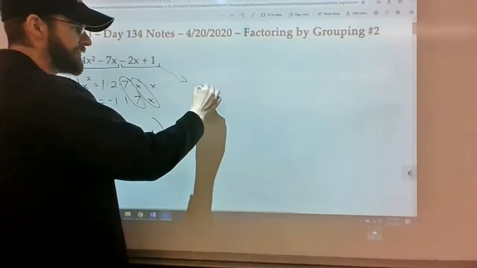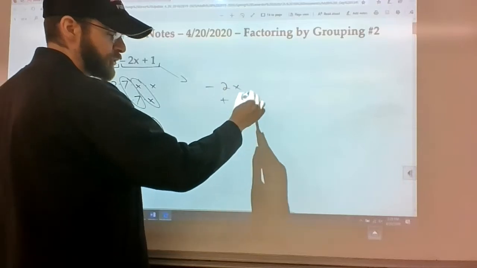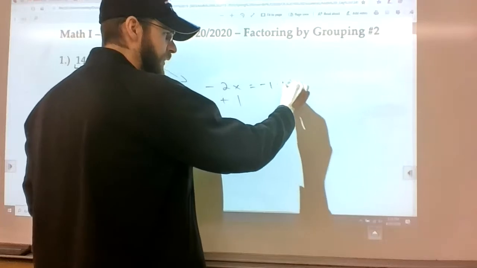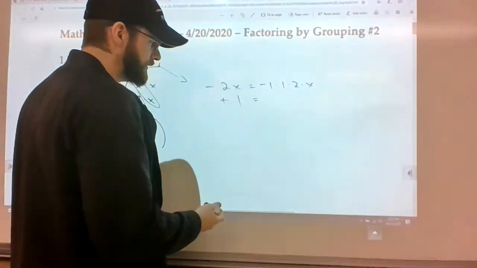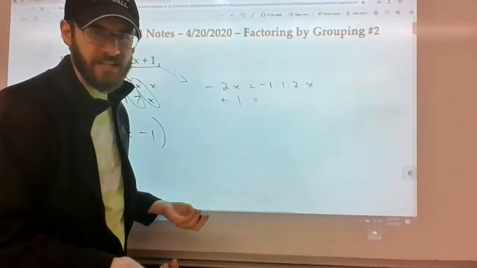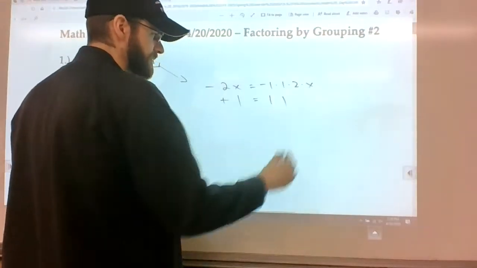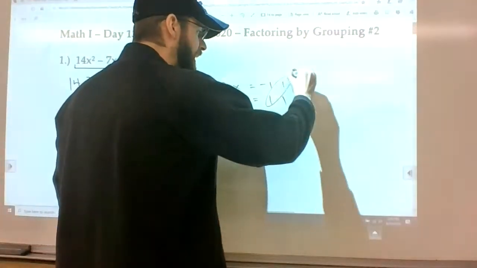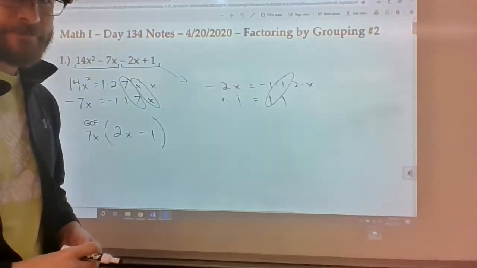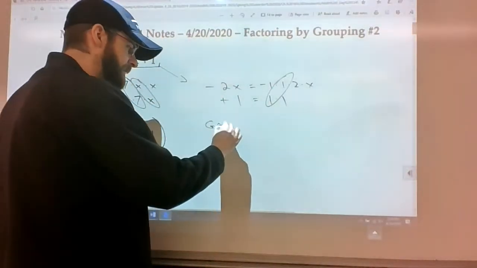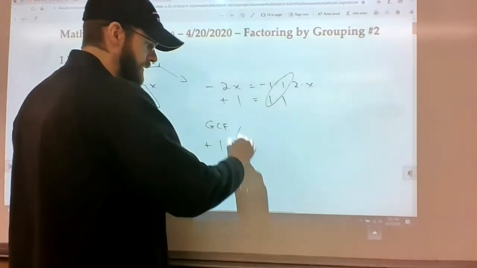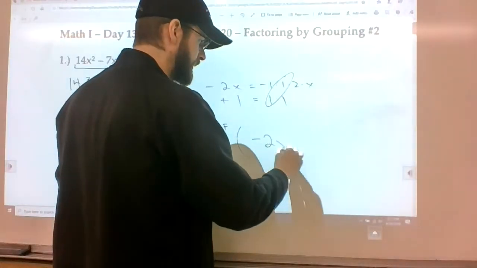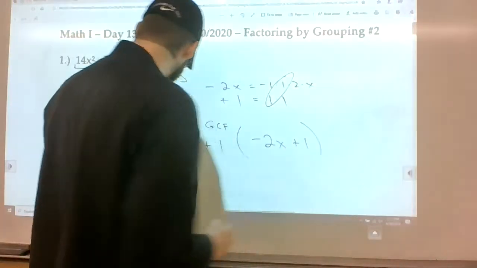For our second group, we've got negative 2x and a positive 1. There's not much to do here. It's negative 1 times 2 times x. This one, I'll call it 1 times 1, so at least we've got 2 factors to work with. They only share a 1, so that's the one I'm going to circle. So the GCF is going to be positive 1. The leftovers become negative 2x, and there's just a positive 1 left over.